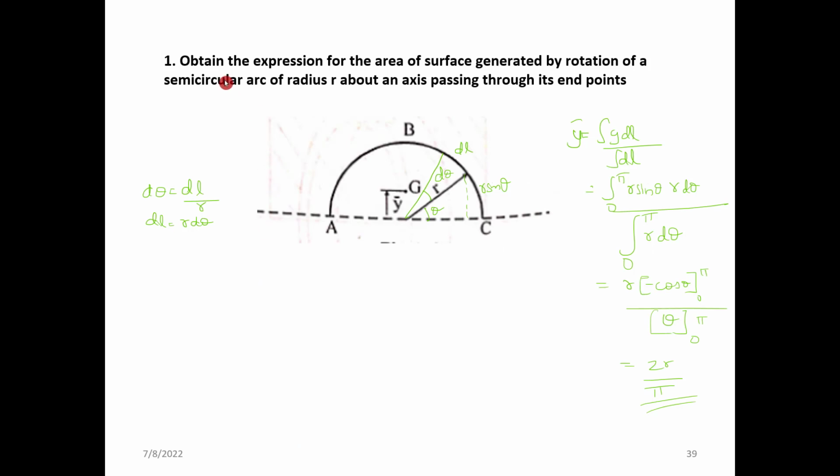The problem: obtain the expression for the area of surface generated by rotation of a semicircular arc of radius r about an axis passing through its endpoint. We have the axis, given in dotted line format, and the semicircular arc ABC, and this ABC is rotating with respect to the baseline.